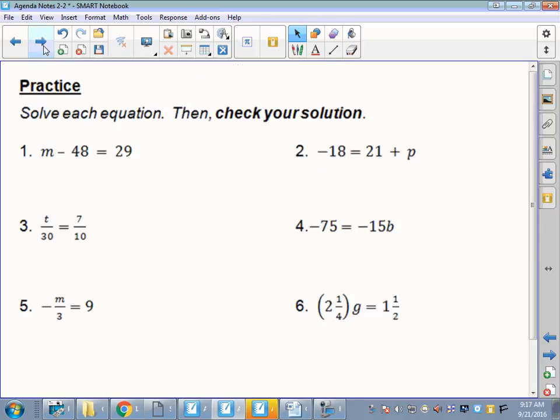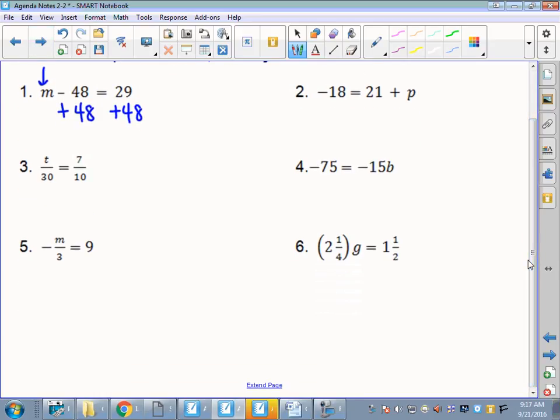All right, so solving equations. Number one, you can see what we need to do, right? M minus 48 equals 29. How do I isolate the M? I add 48. And then I can solve that. I'm not even going to finish solving a lot of these problems because I feel like you know what to do. I should talk about problem numbers 3 and 5.